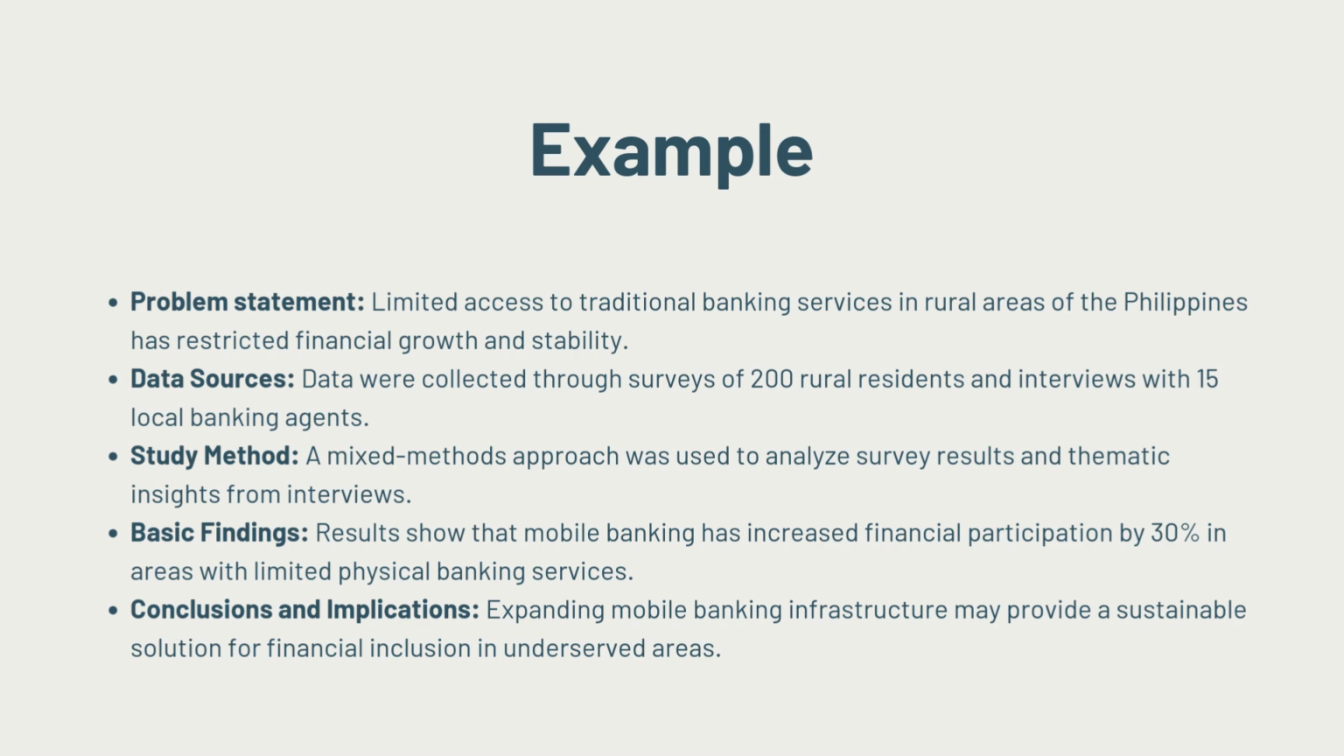Finally, in conclusions and implications, you could say: expanding mobile banking infrastructure may provide a sustainable solution for financial inclusion in underserved areas. So, this not only wraps up your findings, but also points to a larger impact, encouraging the readers to think about how these insights could be applied on a larger scale. A well structured abstract is precise, yet it must also be meaningful. It should allow readers to understand the key aspects of your study without needing to dig deeper, while also piquing their interest to read on.